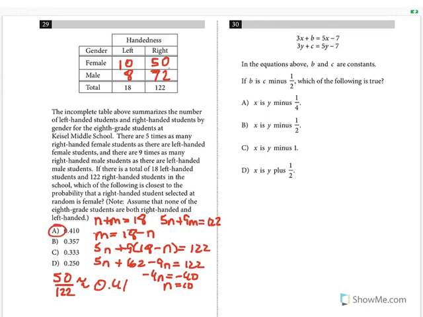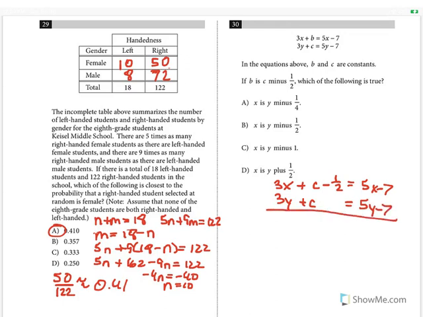All right. In the equations above, B and C are constants. If B is C minus 1/2, which of the following is true? Now, since it's giving us that substitution there, I'm going to go ahead and use that substitution so that my first equation is 3x plus (C minus 1/2) equals 5x minus 7, and then 3y plus C equals 5y minus 7.